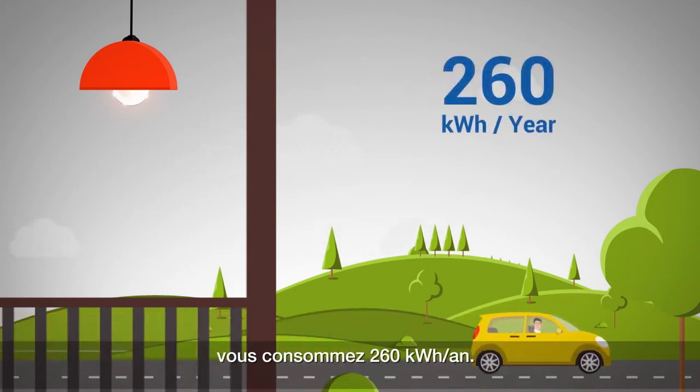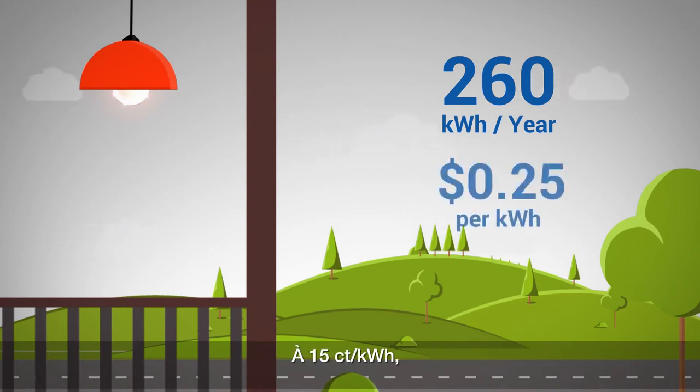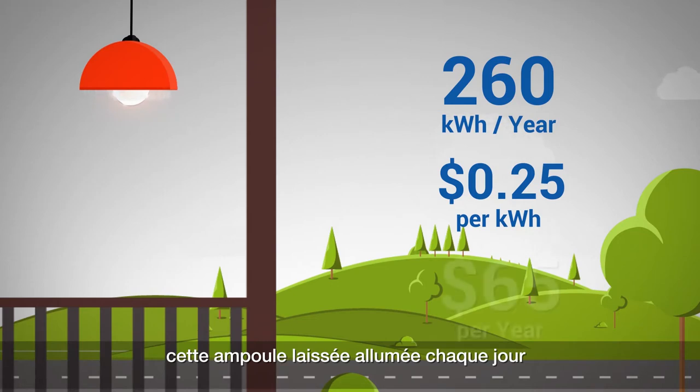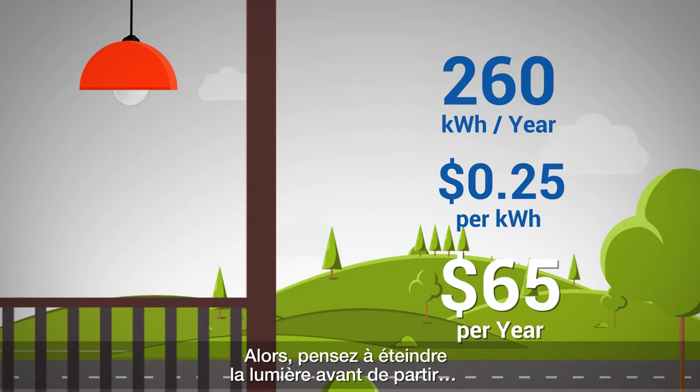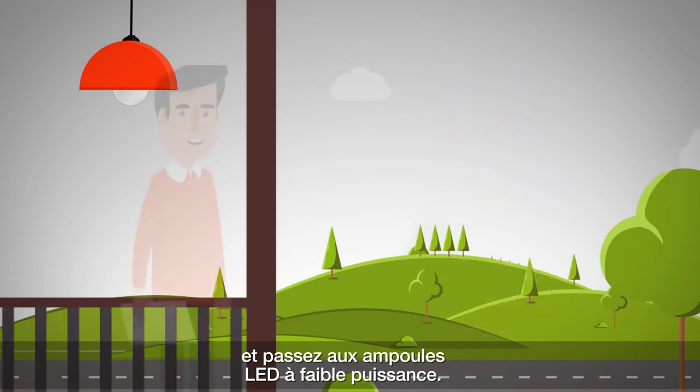Taking that last example a step further, if you left that bulb on every day while at work or school, you would burn 260 kilowatt hours per year. At 25 cents per kilowatt hour, that single bulb left burning each workday would cost you $65 per year. You definitely want to turn off all the lights before leaving the house and switch to low-wattage LED bulbs.